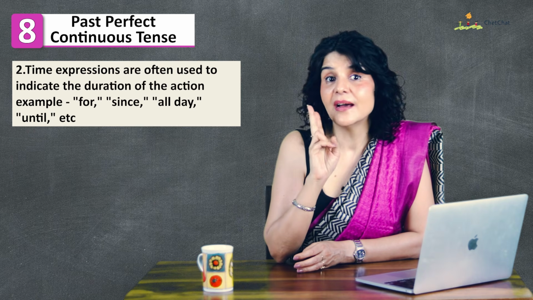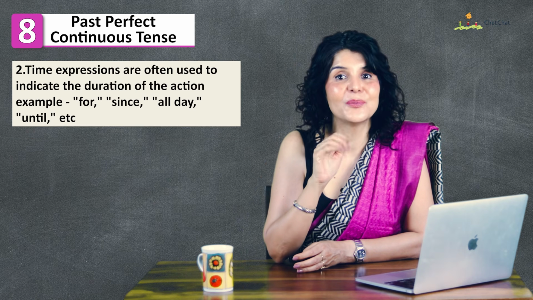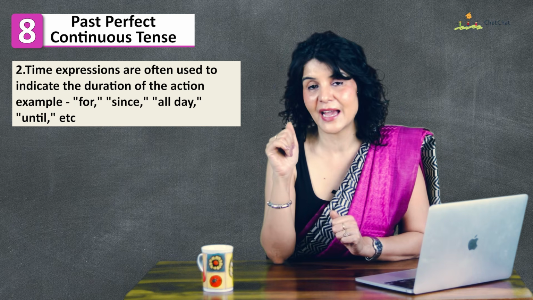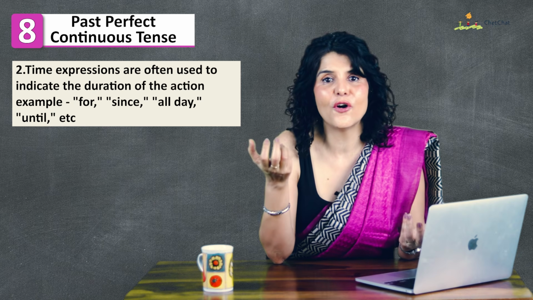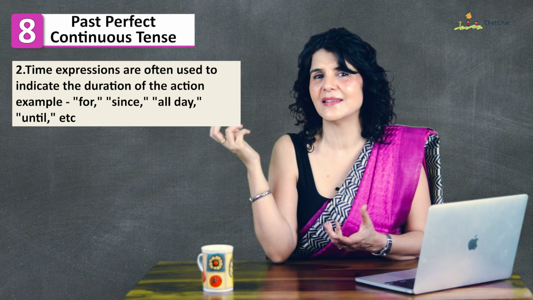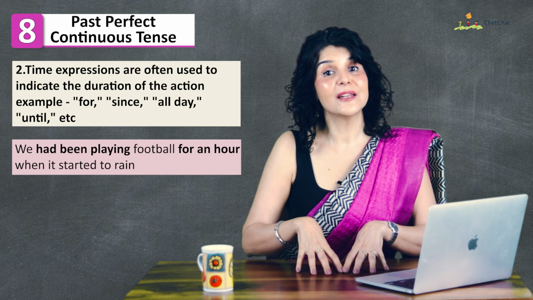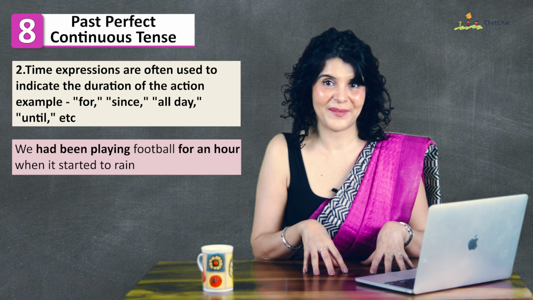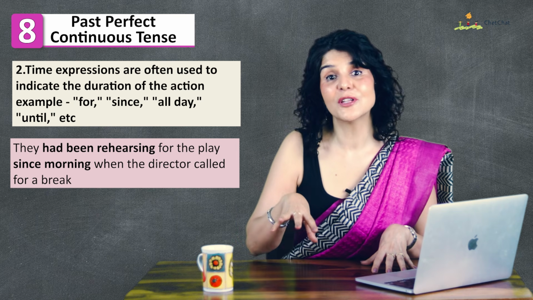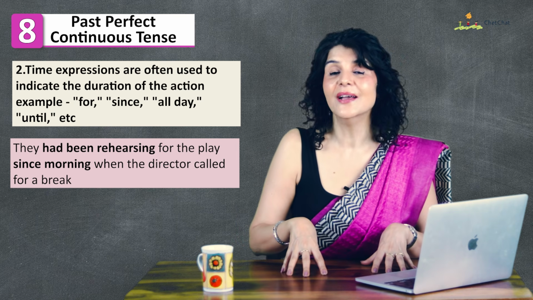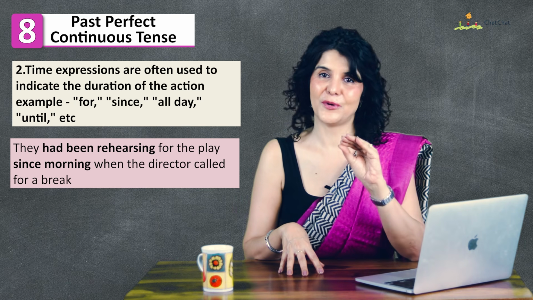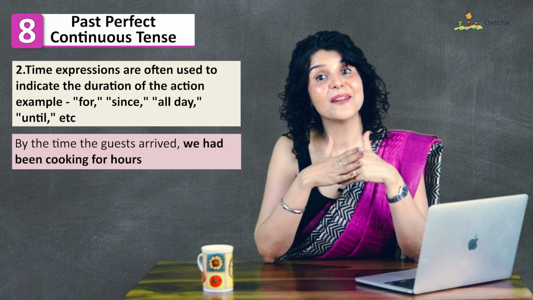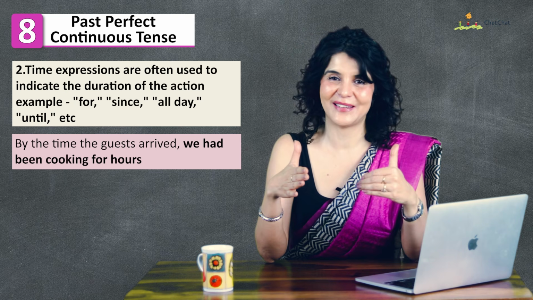Use number 2. Time expressions are once again used with past perfect continuous tense to indicate the duration of the action. You would use words like for, since, all day, until, etc. We had been playing football for an hour when it started to rain. They had been rehearsing for the play since morning when the director called for a break. By the time the guests arrived, we had been cooking for hours.